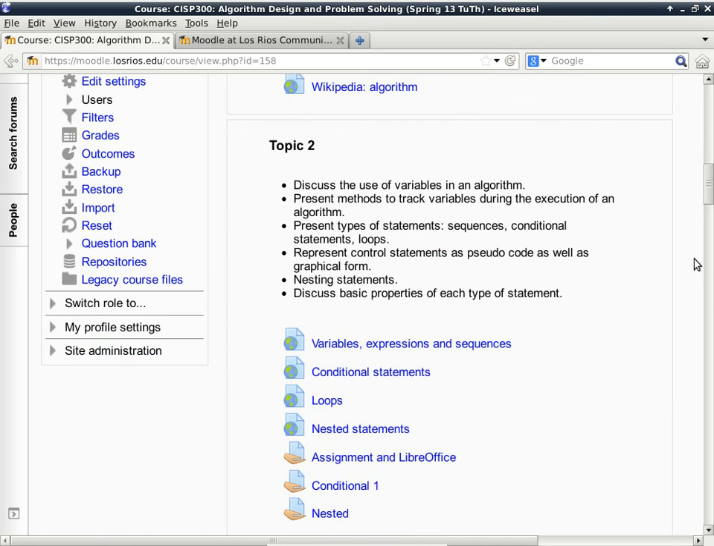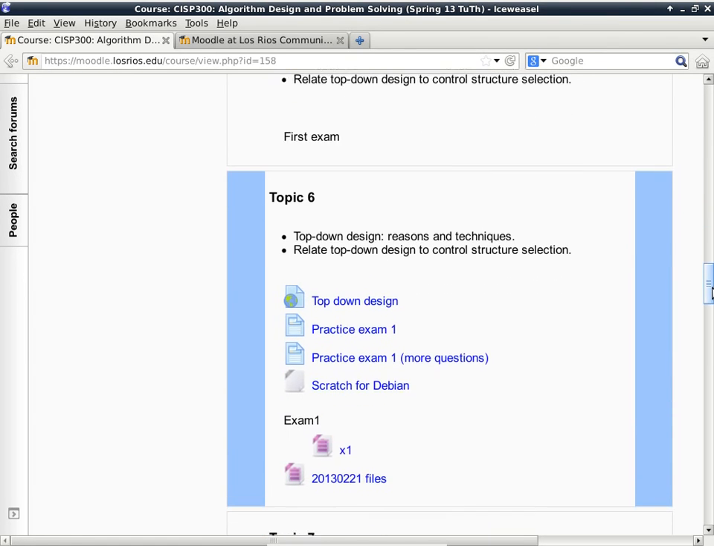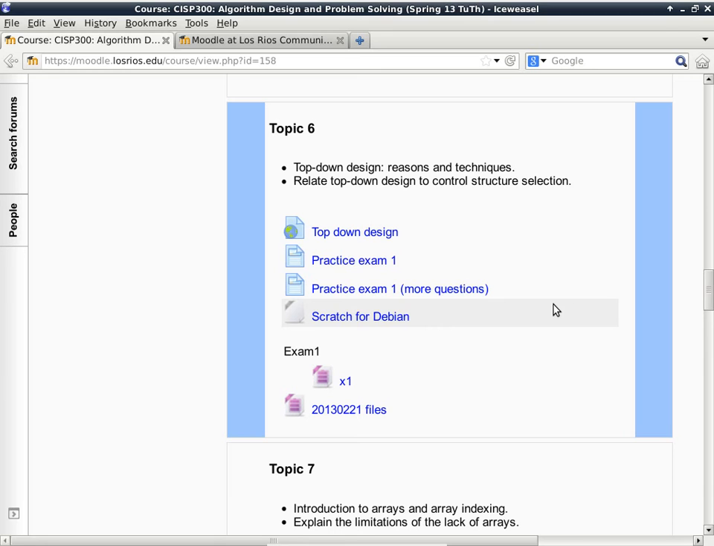So that's the first test, and then here comes the top-down design stuff again that we talked about. We started to talk about this before exam 1, and today would be a good time to continue to talk about it.